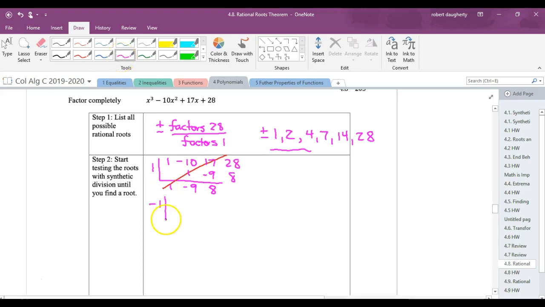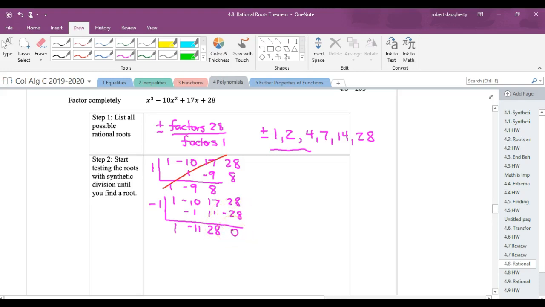I'm going to try negative 1, okay? So 1, negative 10, 17, 28. Bring the 1 down. 1 times negative 1 is negative 1. Add to get negative 11. Multiply to get 11. Add those to get what? 28. You start to get a good feeling. Negative 1 times 28.